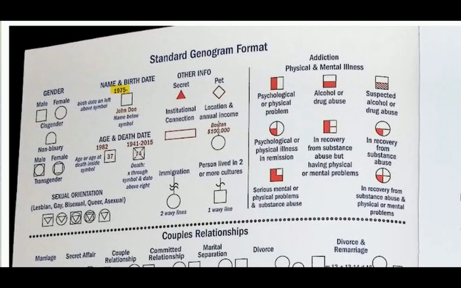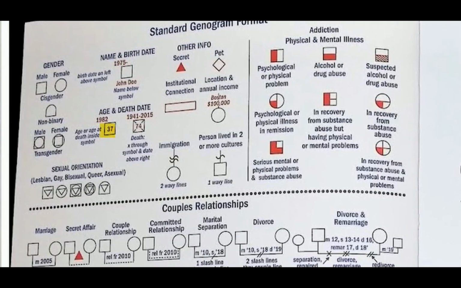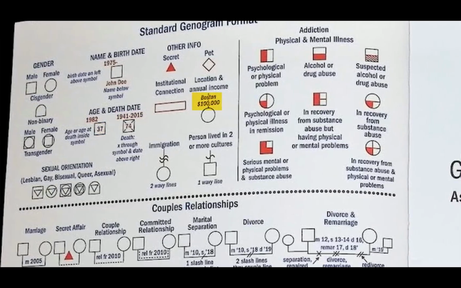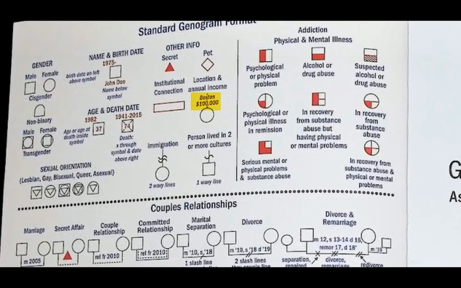Birth dates always sit on the upper left, above the symbol. If the individual has passed away, the age at death is written inside the symbol, with the exact death date bracketed on the upper right. Secondary socioeconomic factors, like physical location and income, are stacked directly above those dates, keeping the visual core clean.